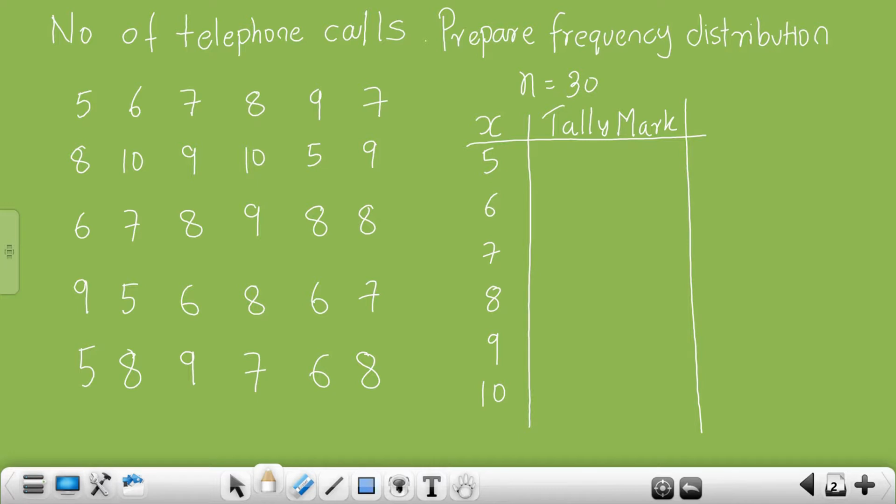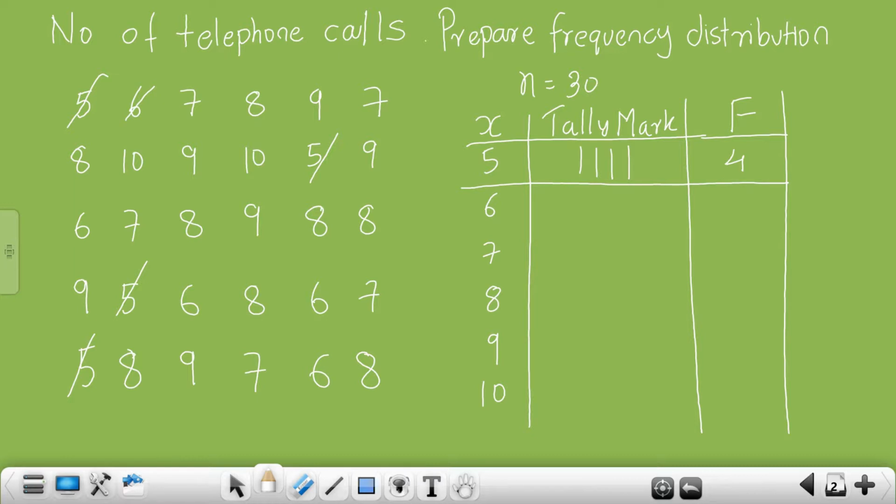So for the value of 5, we are going to make a note of it. Every time that one particular observation is repeated, we will put a mark for that. So you can see in our data the value 5 has repeated 4 times. So we are going to put 4 straight lines for our tally mark, and the frequency of 5 is 4 times.